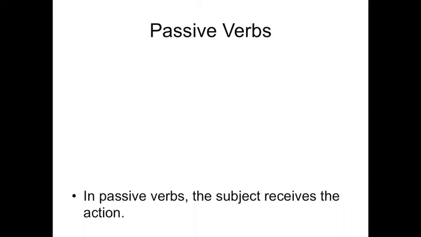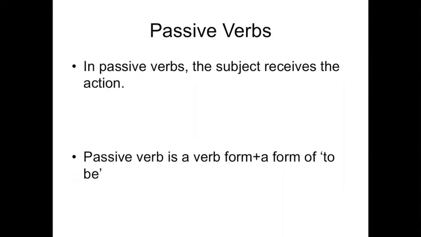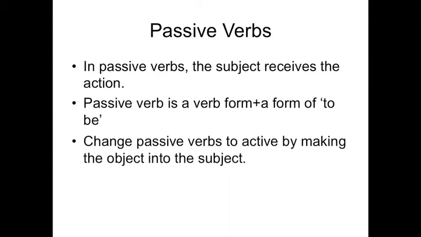Today we'll talk about revising in order to make passive verb sentences into active verb sentences, another way to help make your writing clearer and more interesting. Here's a quick explanation of passive verbs. In passive verbs, it's the subject that receives the action. You'll always want to look for a verb form plus a to-be verb, and you're going to revise by changing passive verbs into active verbs.